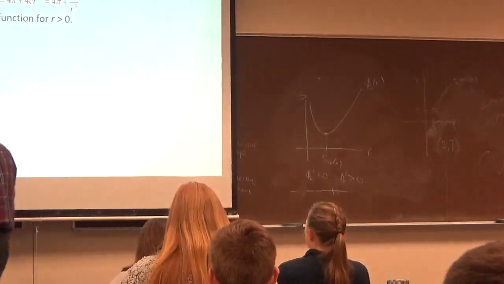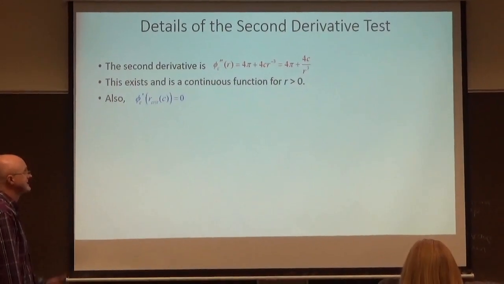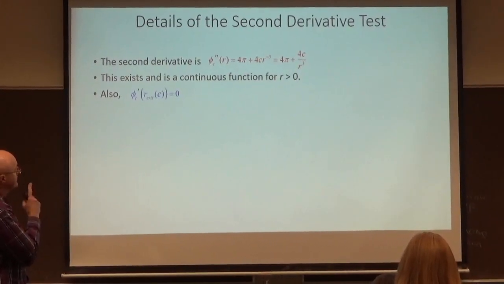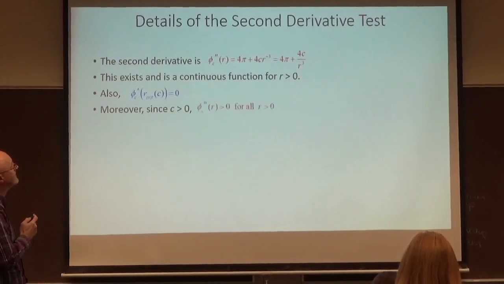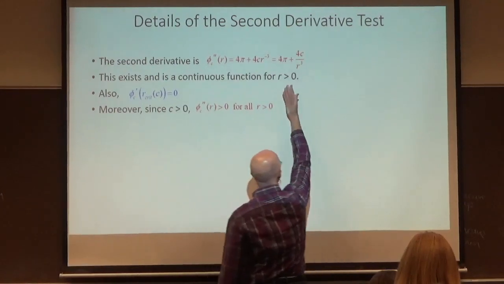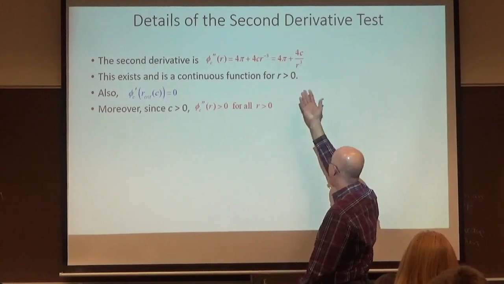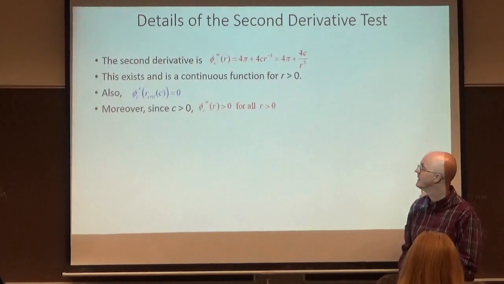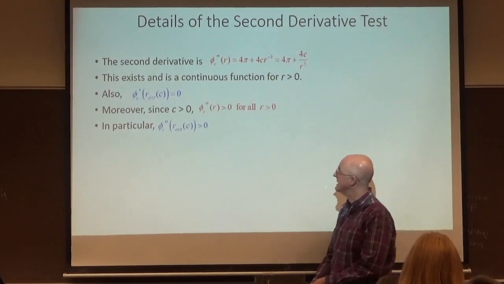And this is just a brief argument that that's true. This exists and is continuous. The first derivative is 0 at the critical point, which is important to mention. And the second derivative is certainly positive. 4 pi is positive. C, I'm assuming, is positive. R is positive. I've got a bunch of positive numbers that are combining to give a positive number. And in particular, at the critical point, it's positive, which is really all you need.